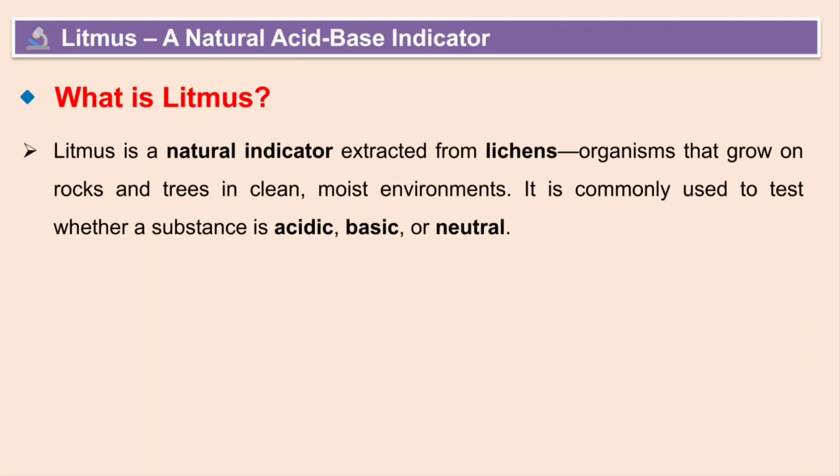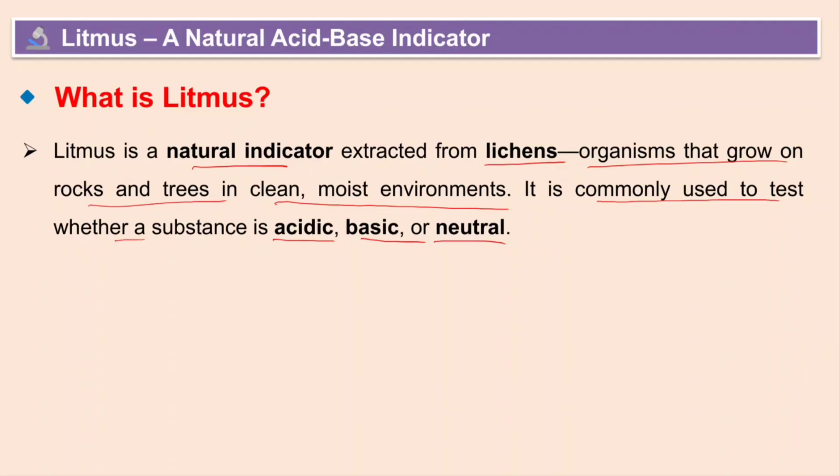Okay, so if you are asked what is litmus, you can write it down like this. Litmus is a natural indicator extracted from lichens, organisms that grow on rock and trees in clean, moist environments. It is commonly used to test whether a substance is acidic, basic or neutral. So this litmus has been extracted from lichens, organisms which grow in wet and damp places and are somewhat greenish in color.